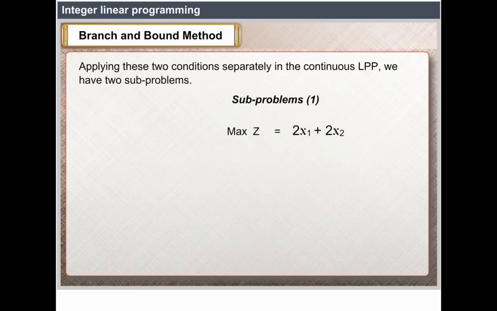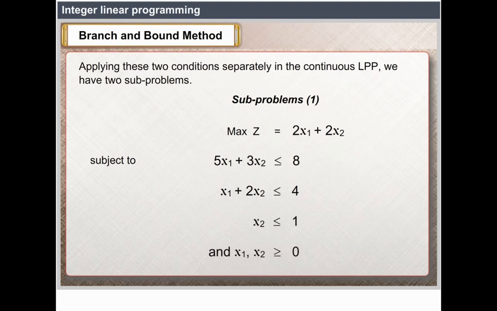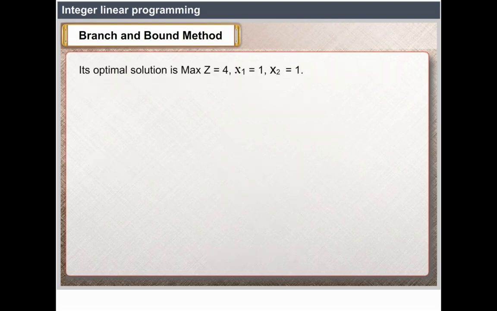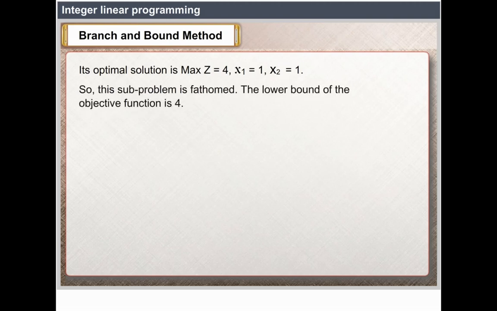Subproblem 1: maximize z equal to 2x1 plus 2x2 subject to 5x1 plus 3x2 less than or equal to 8, x1 plus 2x2 less than or equal to 4, x2 less than or equal to 1 and x1, x2 greater than or equal to 0. Its optimal solution is maximum z equal to 4, x1 equal to 1, x2 equal to 1. So, the subproblem is fathomed. The lower bound of the objective function is 4.